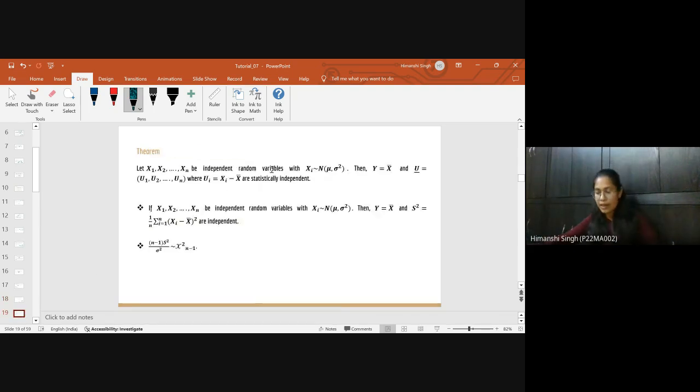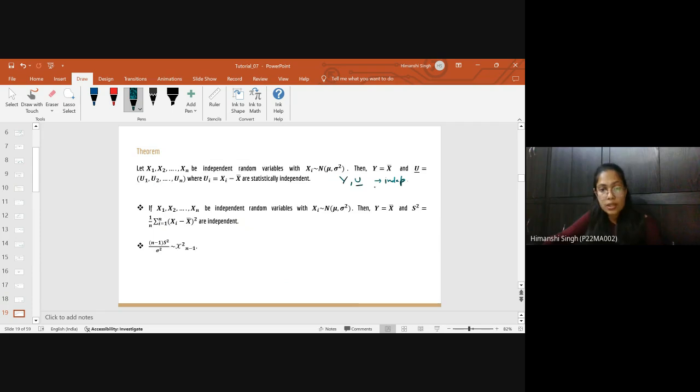Apart from this, we have a theorem that if X1, X2, ..., Xn are independent random variables and each Xi is normally distributed, normal mu comma sigma square, and I consider Y to be X bar and U to be a random vector U1, U2, ..., Un, where each Ui is Xi minus X bar, then Y and U are statistically independent.